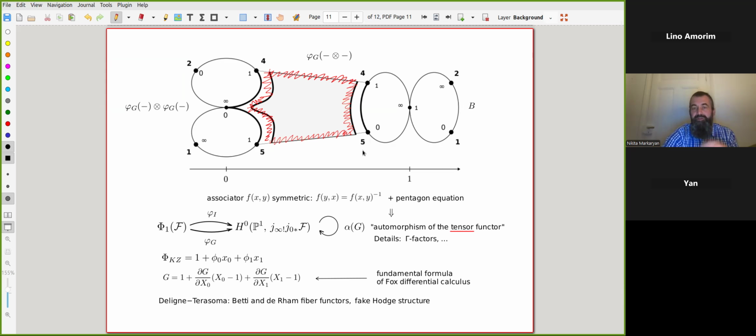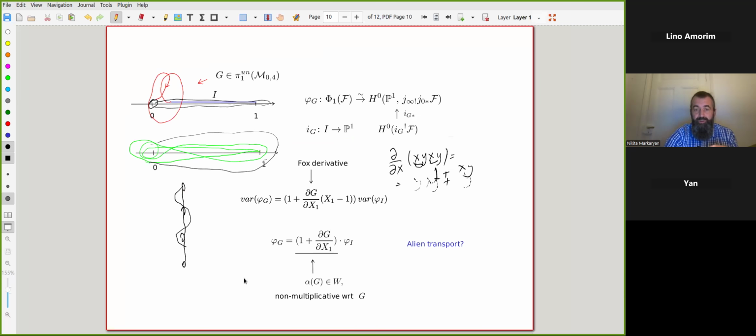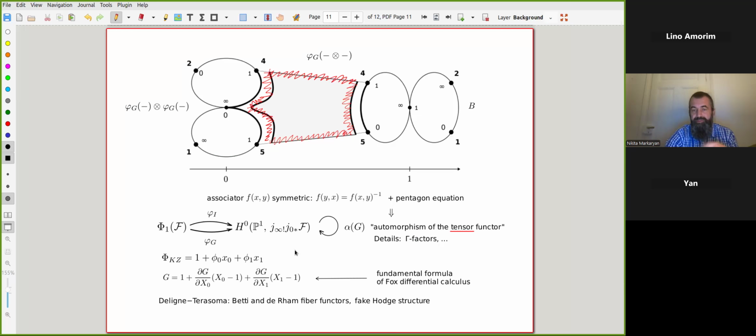This thing needs to be calculated, but the only thing I want to say is that this is the formula from Racinet formalism, and this is the formula from Fock differential calculus, which is called the fundamental formula of Fock's differential calculus. You see that indeed, in Racinet formalism, we need to prove that this is a group-like element, and here also we need to prove the condition that this is a group-like element. So this is the same thing.